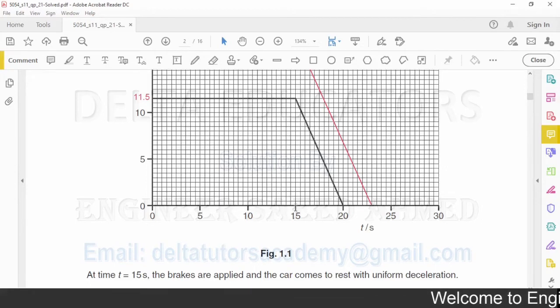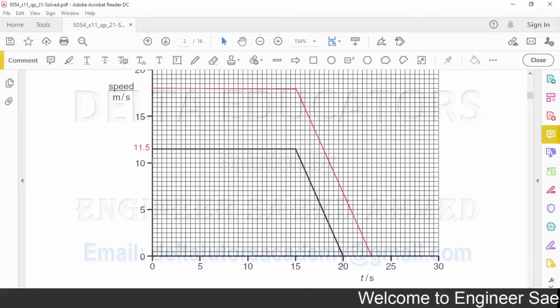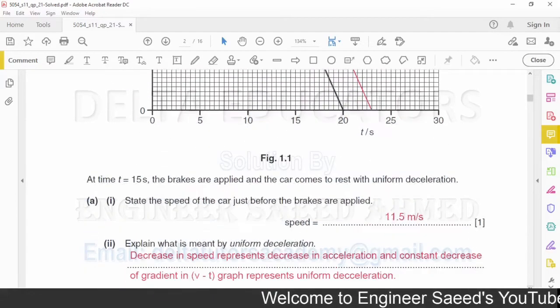At time t is equal to 15 seconds, the speed of the car is 11.5 meters per second. It is 10, it is 10, it is 15. So 2 small squares represent 1 meter per second. Starting from 10, we have 3 small squares. So up to this point, it will be 11.5 meters per second. So our answer is 11.5 meters per second.